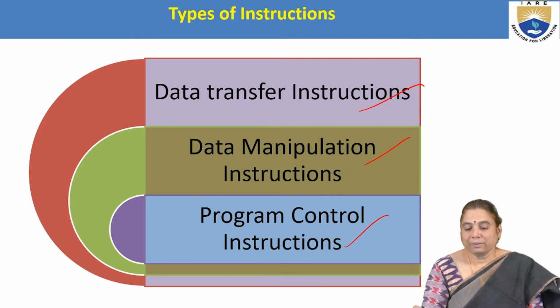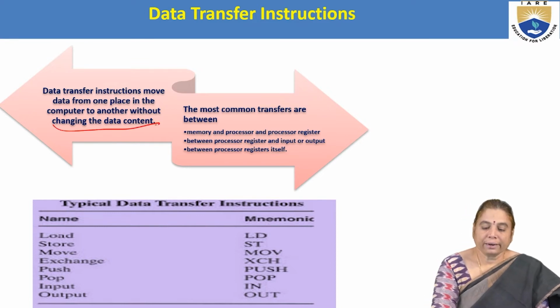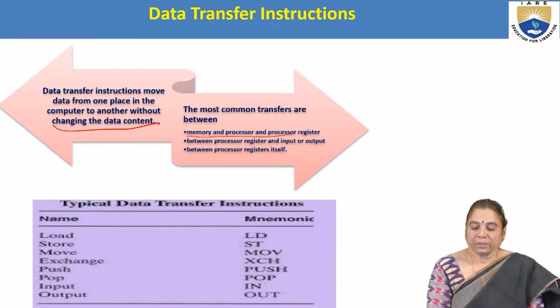Now we'll discuss the various instructions that are available under each category. The first type of instructions are the data transfer instructions. The data transfer instructions move data from one place in the computer to another without changing the data content. Generally, the transfer can take place between memory and processor registers, or between processor registers and input-output devices, or between the processor registers themselves.